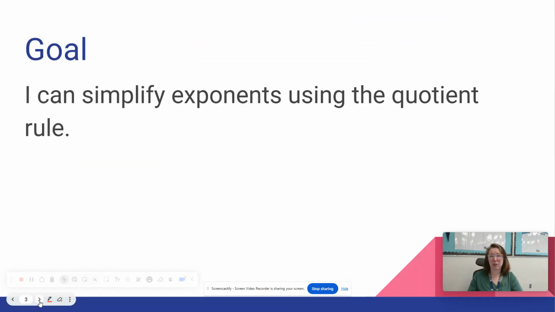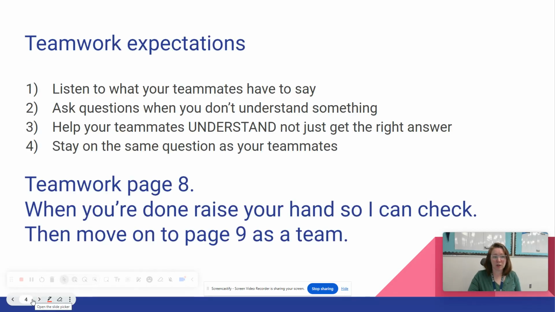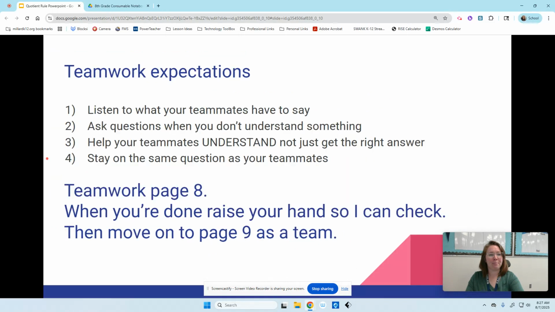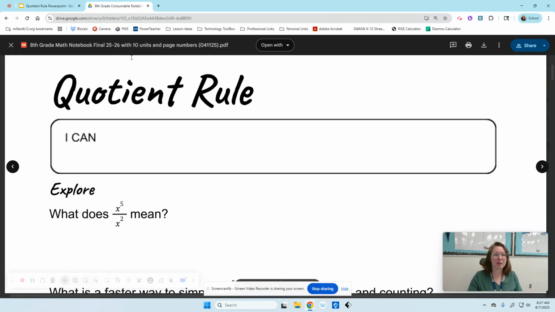And then I had you guys open up, I think, to page 8 in your notebook and write down the goal. I can simplify exponents using the quotient rule. And then we did some group work. When you're done, raise your hand so I can check page 8 before you move on to page 9. Here is our notebook, page 8. I can simplify exponents using the quotient rule. Go ahead and write that down.